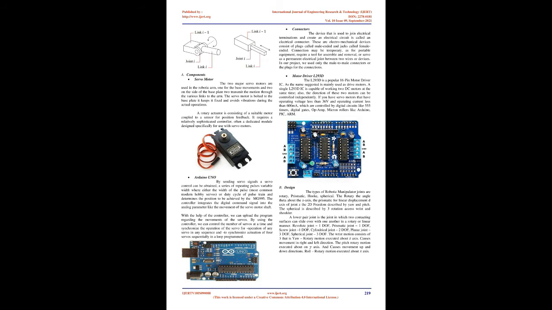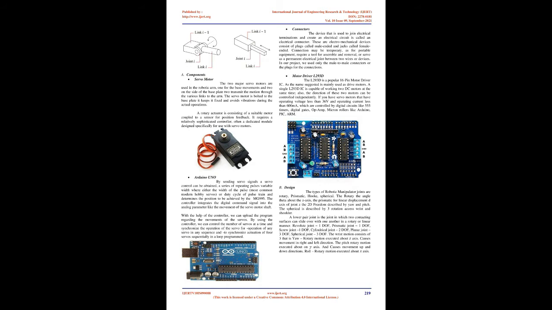The servo motor is bolted to the base plate. It keeps it fixed and avoids vibrations during the actual operations. A rotary actuator consists of a suitable motor coupled to a sensor for position feedback. It requires a relatively sophisticated controller, often a dedicated module designed specifically for use with servo motors.